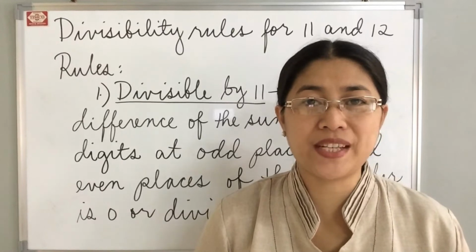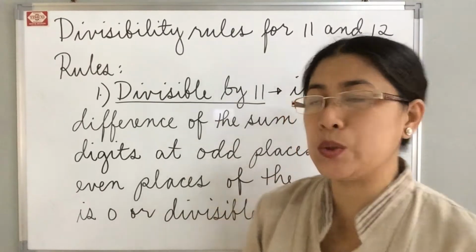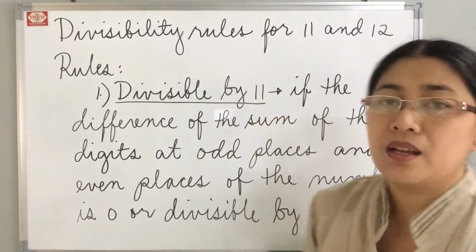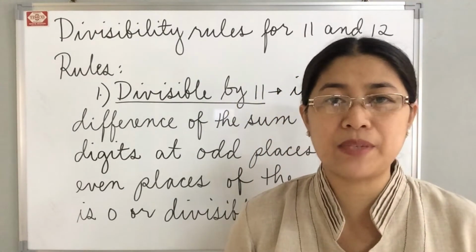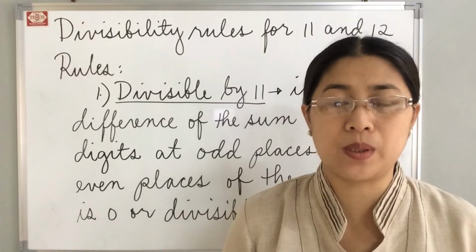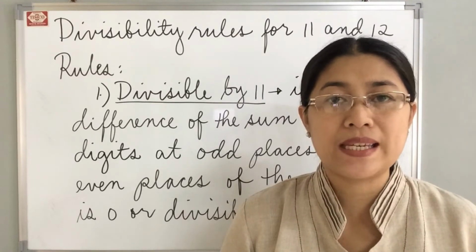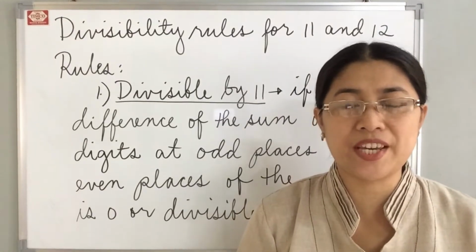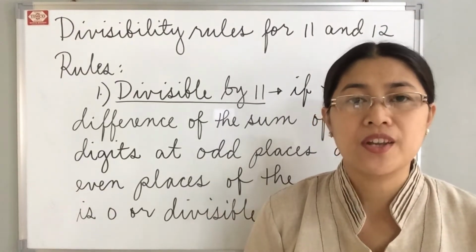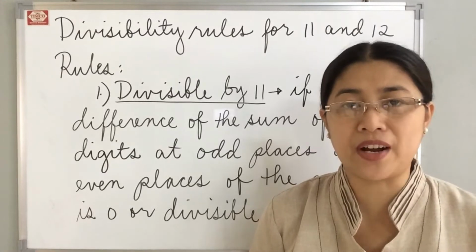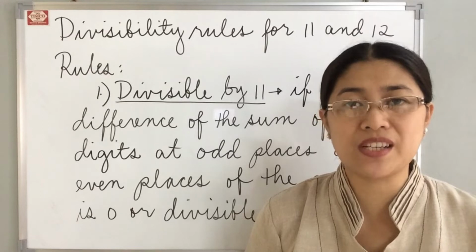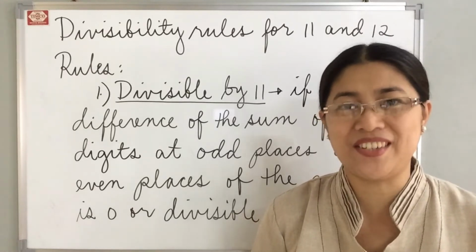Our topic for today is about divisibility rules for numbers 11 and 12. But before we proceed, let me refresh you with the word divisible. When we say divisible, it means it can be divided. For example, we have 35 and 5. 35 is divisible by 5 because when we divide 35 by 5, it will give us a quotient without remainder.